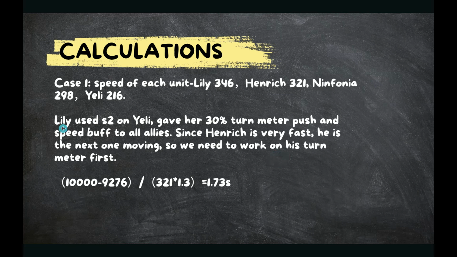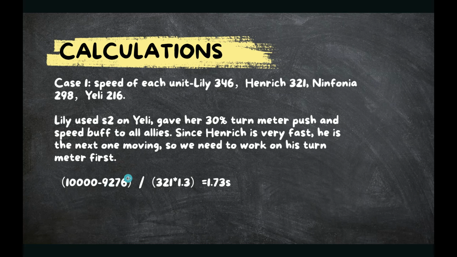So what happens is Lily used the S2 on Yeli and gave her 30% thermometer push, right? And then other allies also got the speed buff from Lily's skill 2. Okay, and since Heinrich is very fast, he's the next one moving. So we need to work on his thermometer first to figure out the uphill race he needs to run, right? So how do we figure that out?